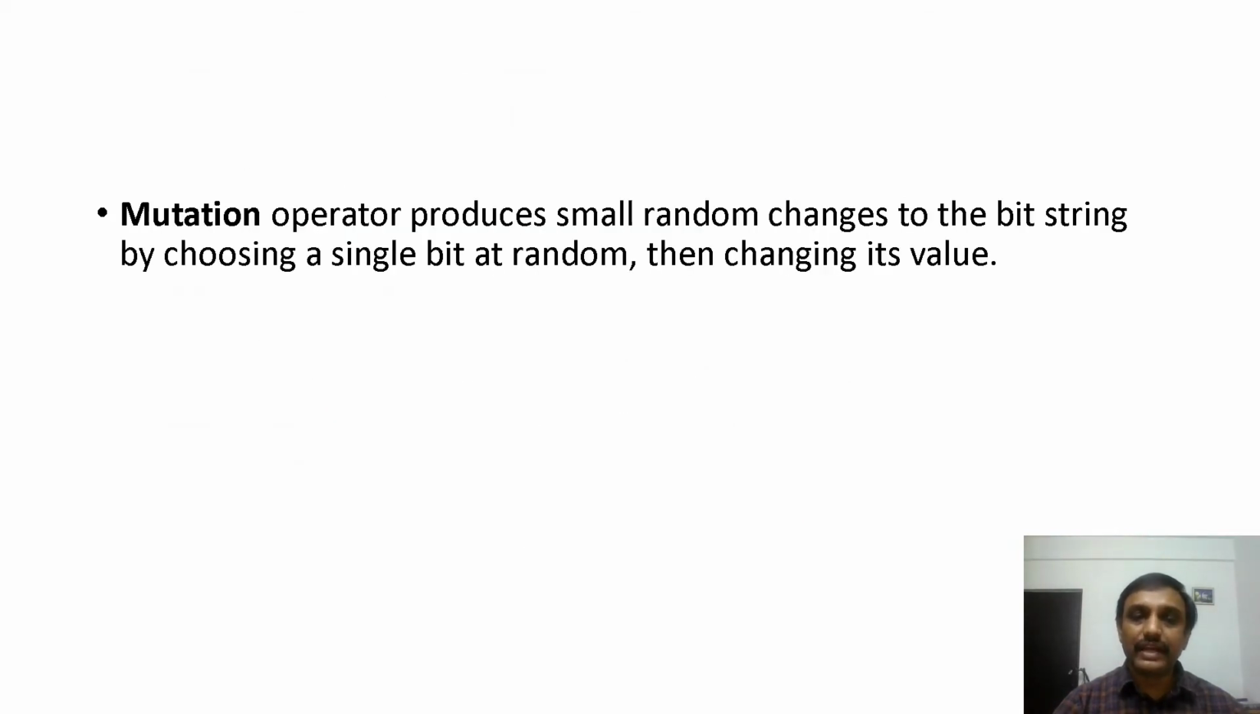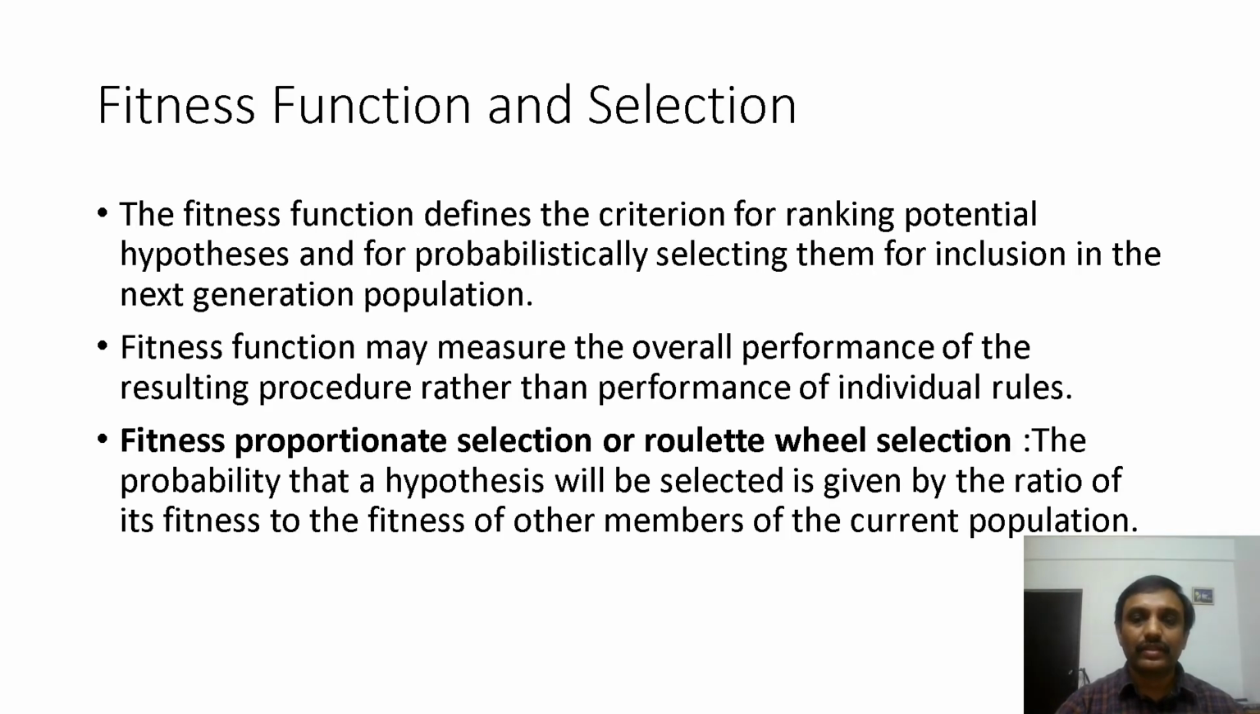Mutation is a direct process. Here we are making only small random changes to a bit string by taking one bit at random and changing its value. If its value is 0, we are changing to 1. If its value is 1, we are changing to 0.